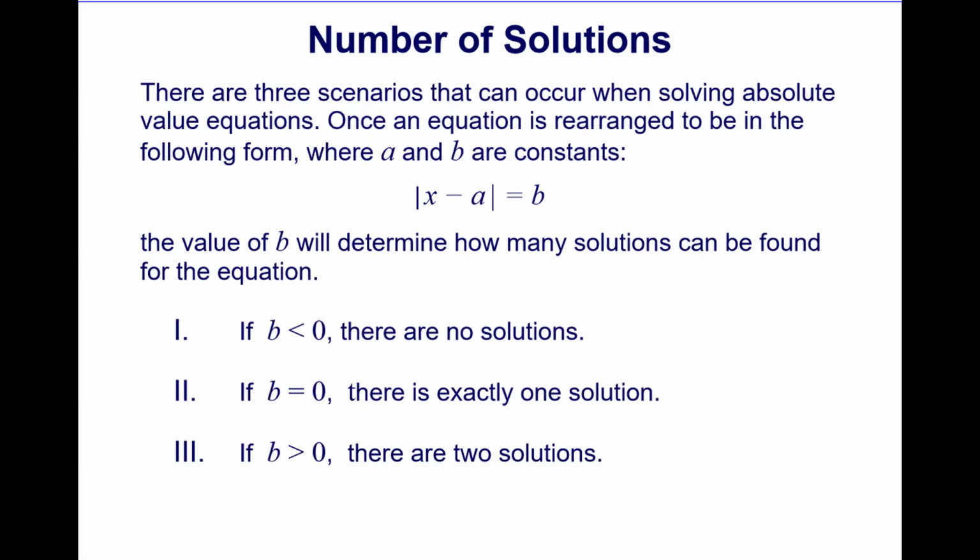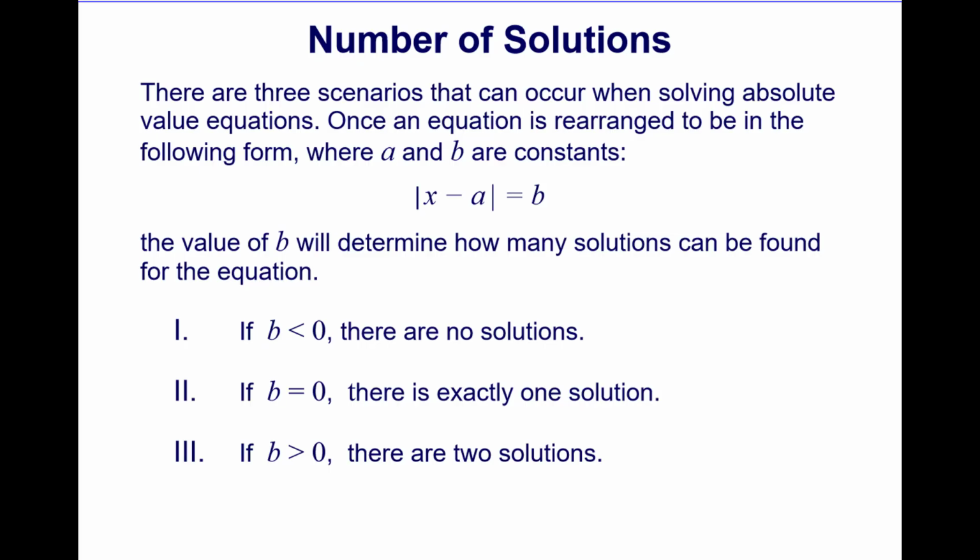Let's talk about the number of solutions. In the previous example, we said that there would be two solutions, but there are three scenarios that can occur when solving absolute value equations. Once an equation is rearranged to be in the following form, where a and b are constants, then we have the absolute value of x minus a is equal to b. The value of b will determine how many solutions can be found for the equation. Here are the three scenarios.